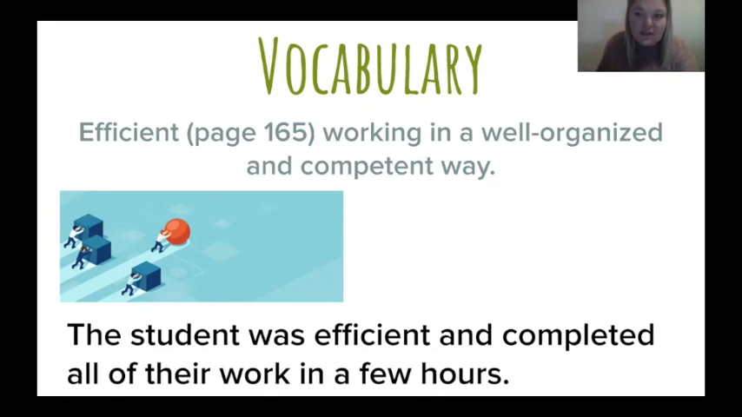So I created my own sentence down below. I challenge you to do the same thing. I think it'd be cool if we all started doing that and took it to class with our teachers later on. So I said the student was efficient and completed all of their work in a few hours. So hope you're one of those efficient students out there.